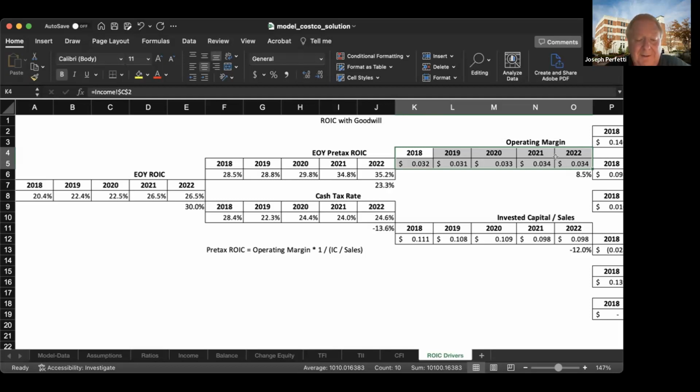And as a matter of fact, the other retailers complain that Costco could be charging more for some of the merchandise they sell in their store, but that's not their strategy. Their strategy is to give you a fair deal and drive more volume. So their margin is very, very consistent. You can see that here in the tree.